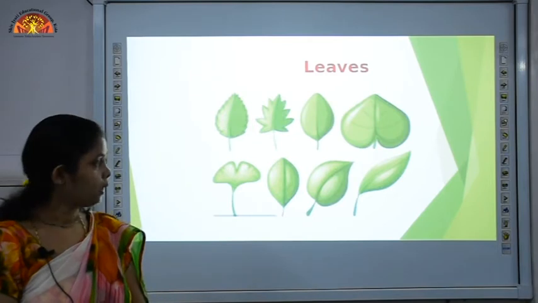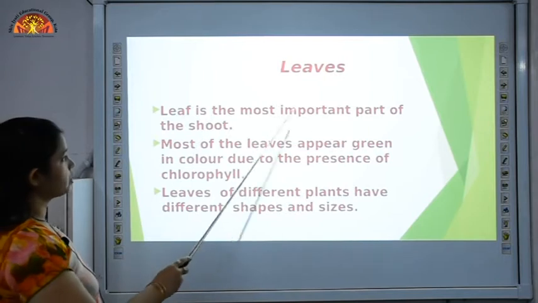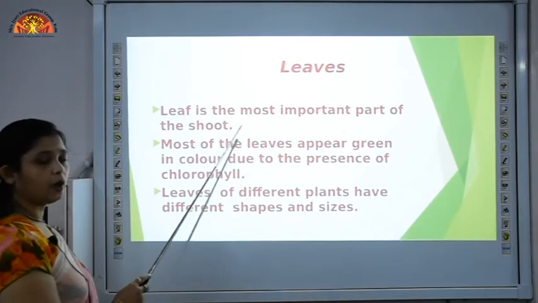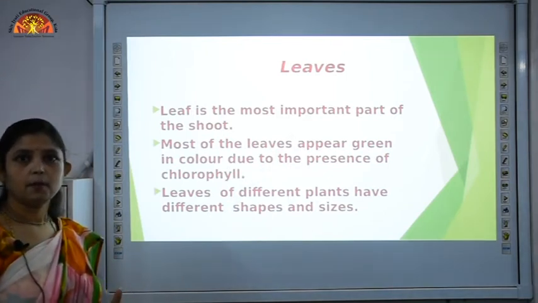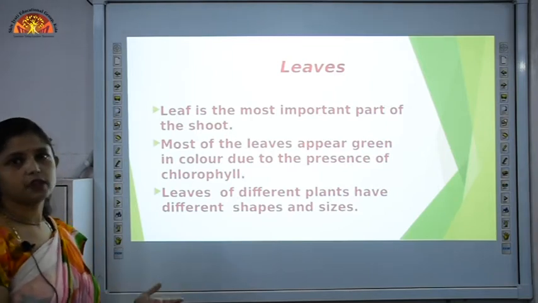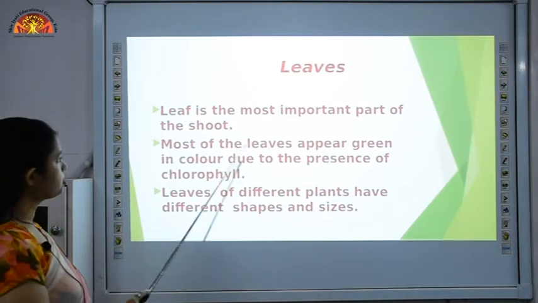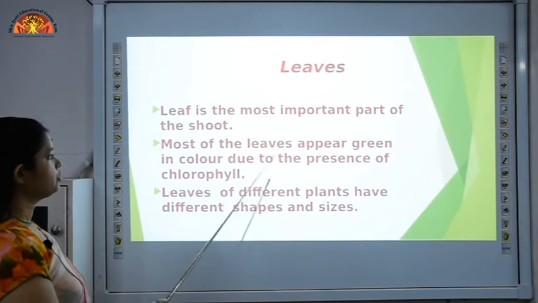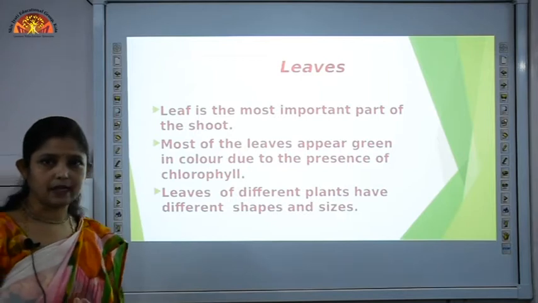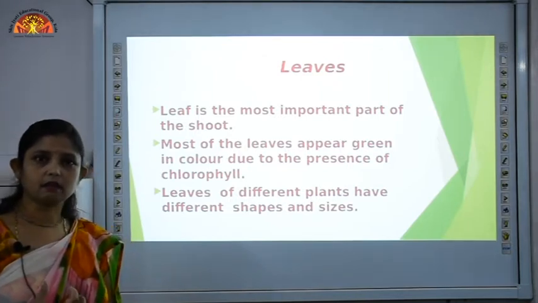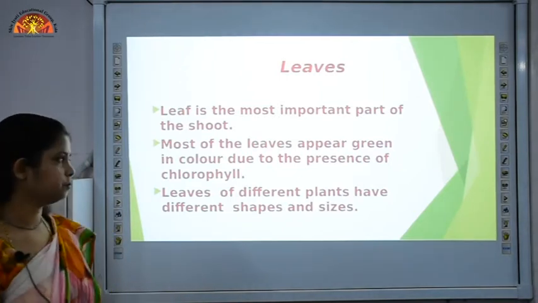So now we will study the leaf in detail. Leaf is the most important part of the shoot. As we have already discussed, the shoot possesses different parts like leaves, flowers, buds, fruits, etc. So leaves are also born on the shoot part of the plant. Most of the leaves appear green in color due to the presence of chlorophyll. Now children, there is one substance called chlorophyll, which is green in color, and it is present in leaves. That's why leaves also appear green in color.